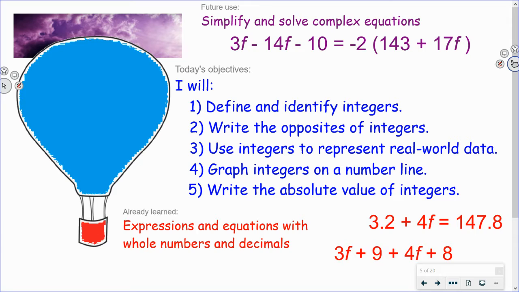Define, identify, write the opposites, use integers to represent real-world data, graph integers on number lines, and write absolute value of integers. And of course, where we're eventually headed, you guessed it, is complicated expressions and equations with positive and negative integers. Imagine this. You have 3 wallets full of money, you take away 14, well, apparently you owe 11 wallets full of money. Or when we distribute 2 times 143 is 286, but the opposite of positives are negative. So that's why these integer rules are so important.